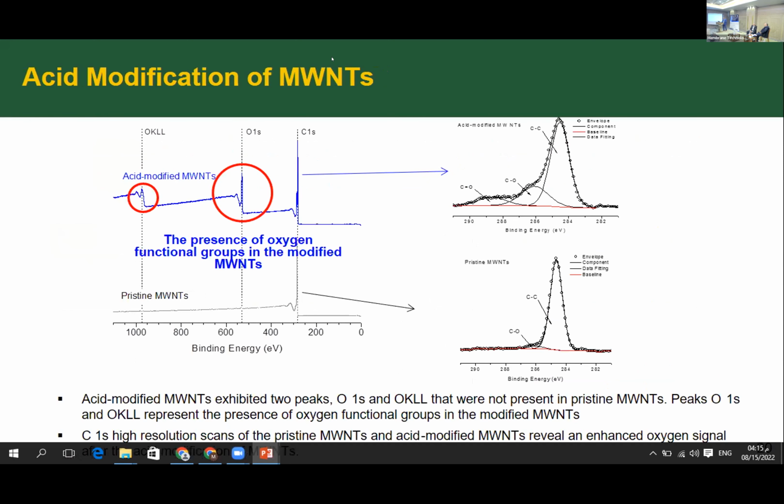We can see that the acid modified NWTs exhibited two peaks, OS and OKLL, that were not present in the pristine NWTs membranes. Peak OS and peak OKLL represent the presence of functional groups in the modified membrane material, and C1S higher resolution scans of the pristine NWTs and acid modified NWTs reveal an enhanced oxygen signal after the acid modification process.